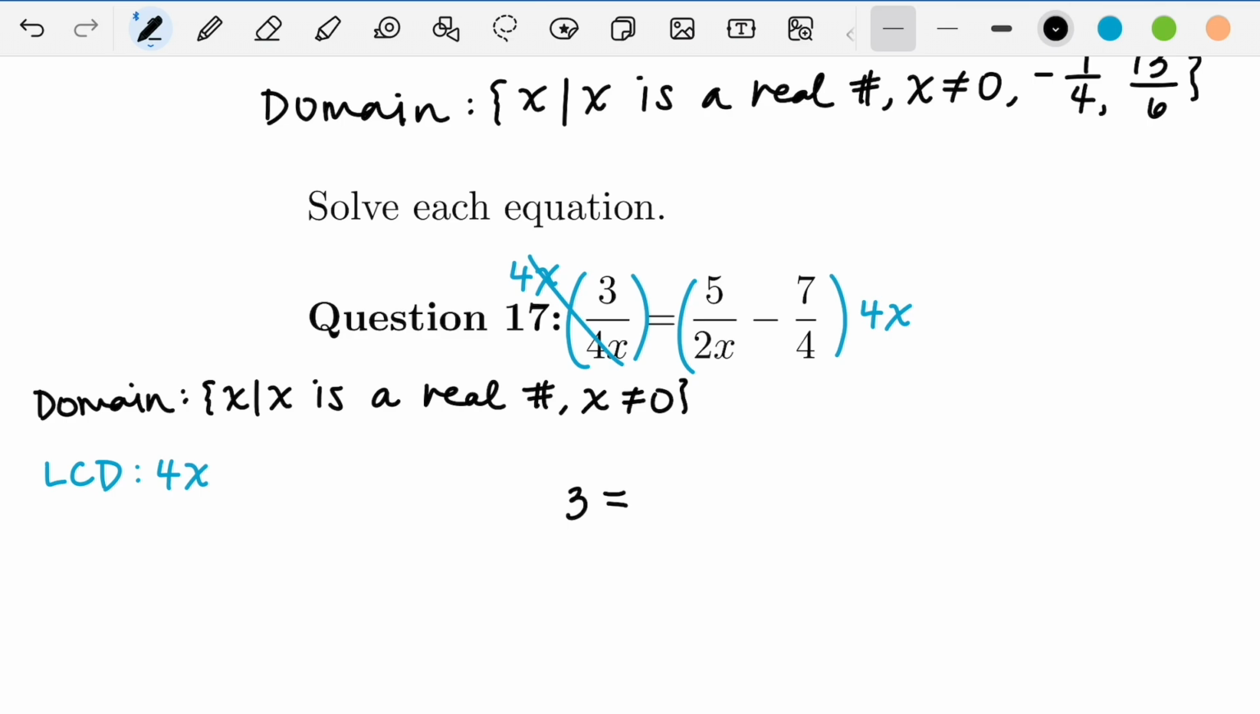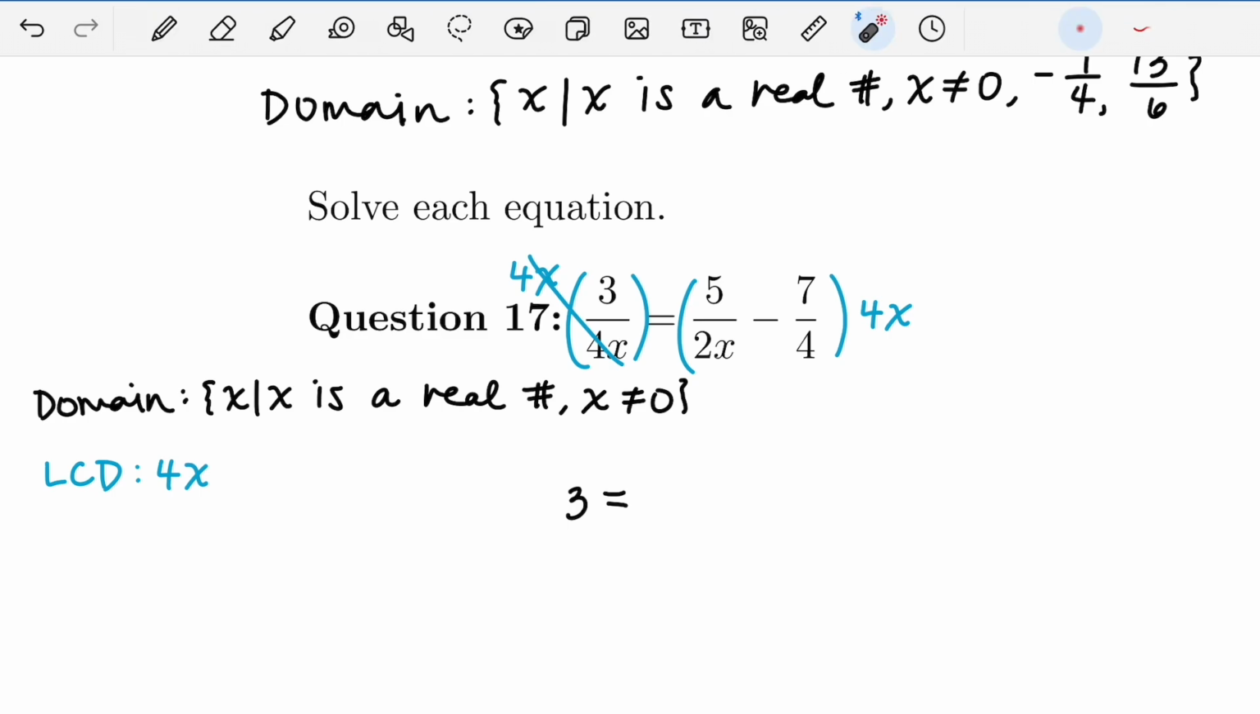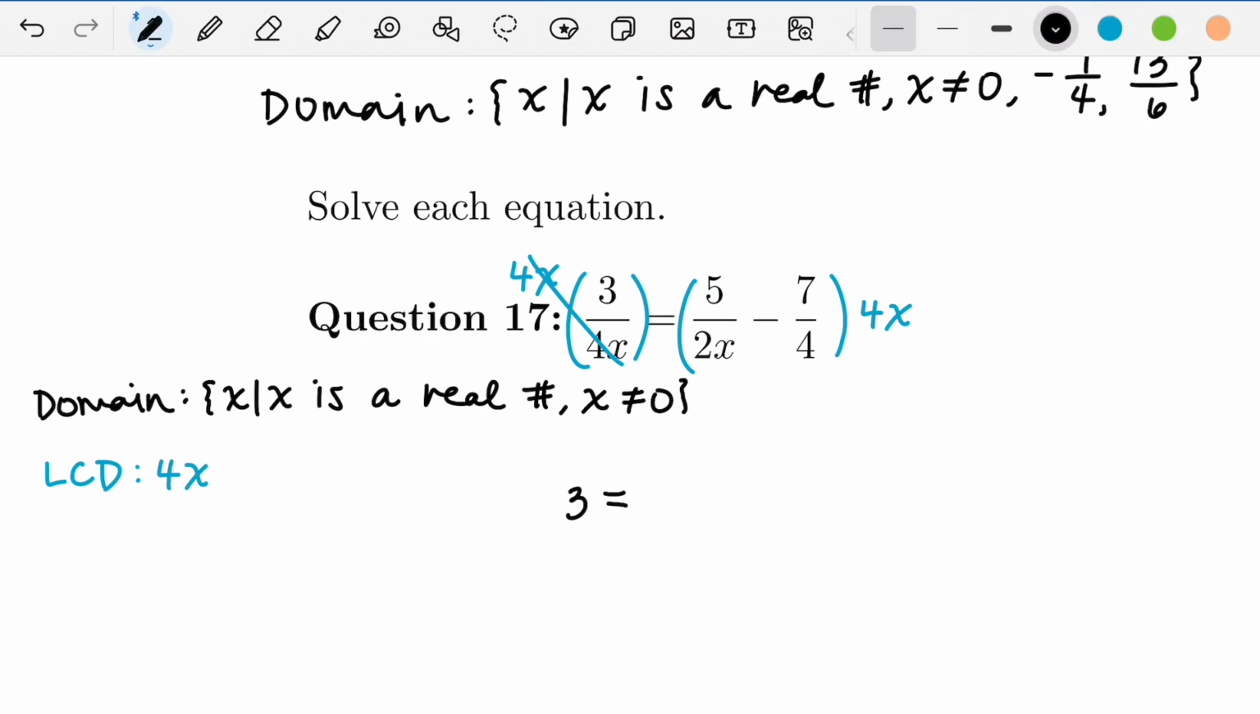Now on the right-hand side, it's going to be a little bit more complicated. What we're going to do is multiply this 4x to both of these fractions here. So we're going to end up with 4x times 5 over 2x minus 7 times 4x over 4. And then from here, we can see that this is going to get rid of our fractions. We have 4x divided by 2x here, so we're just going to be left with 2. And then here our 4's are going to cancel.